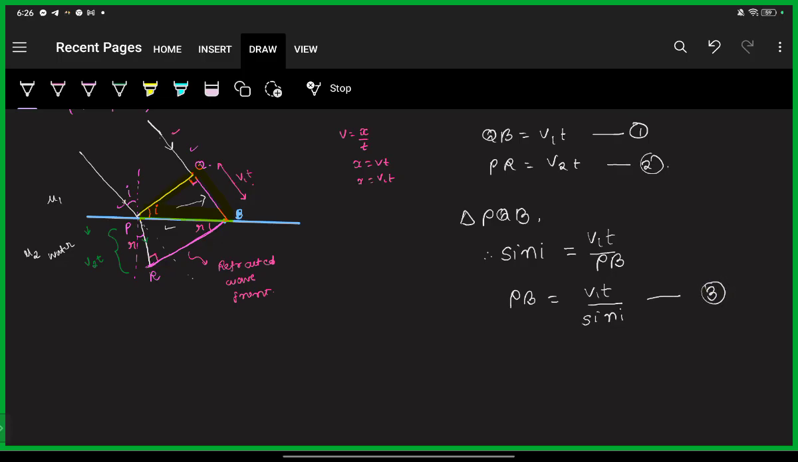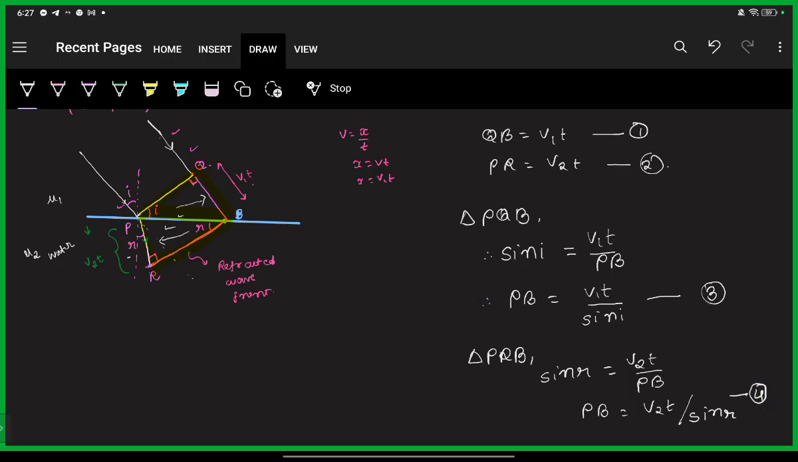Now from triangle PRB, where is triangle PRB? This is our triangle PRB. We can again write sine R, right? And sine R would be, this is the perpendicular side, so this is the hypotenuse again. So it would be V2T divided by PB, or you can say PB is equal to V2T divided by sine R. This is equation number 4.